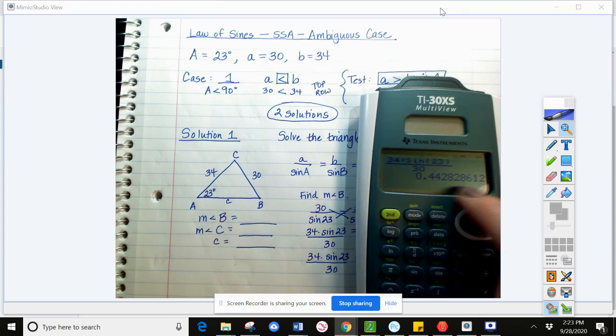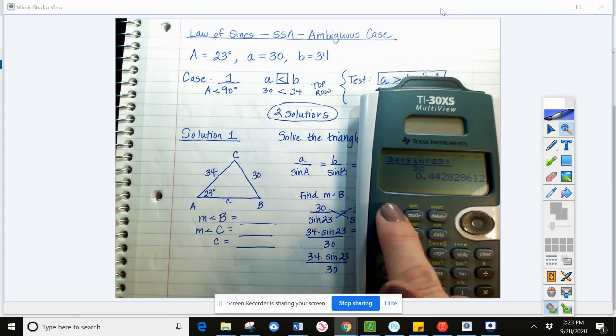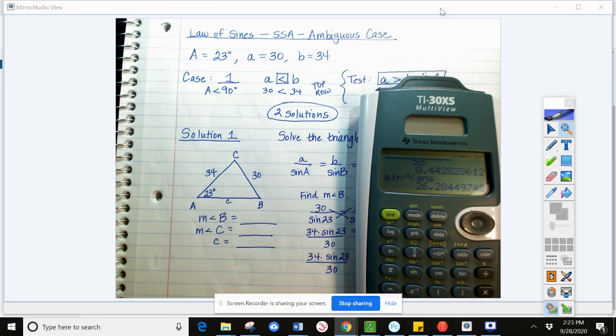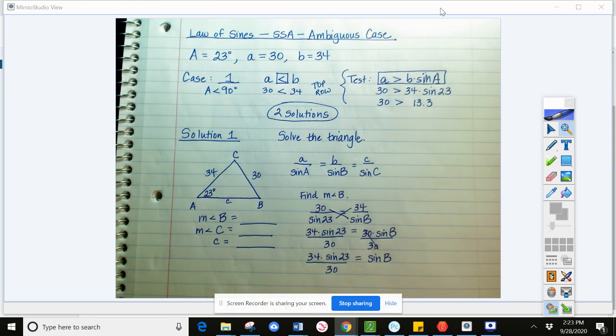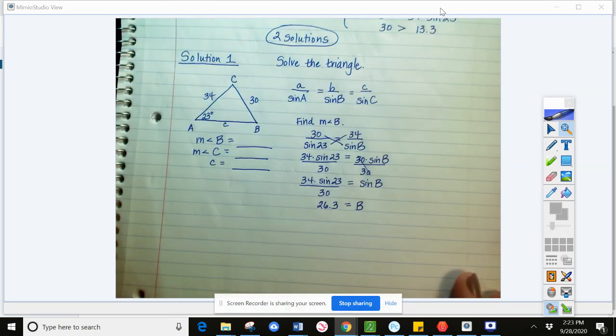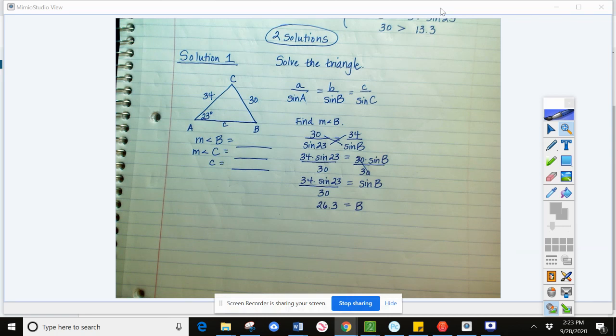So we're going to do second sine, inverse sine, and we want to do it of the answer. So if you'll hit second and then this little negative button down here where it says A and S, that plugs in all those decimals for you. Turns out that this angle is 26.3 degrees. So angle B is 26.3 degrees. All right. So over here in our missing information, we can write that it is 26.3.